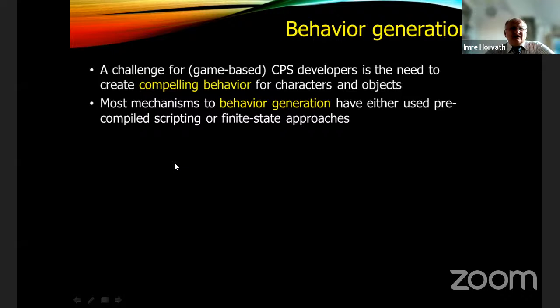So most computational mechanisms of behavioral generation use either precompiled scripting or finite state approaches. Scripting is a kind of specification of a scenario, and this scenario is precompiled, and activities happen always according to this scenario. But in order to be useful at the stage of development, you have to know what will happen and what sort of behavior can be expected or assumed as direct or alternative behavior.